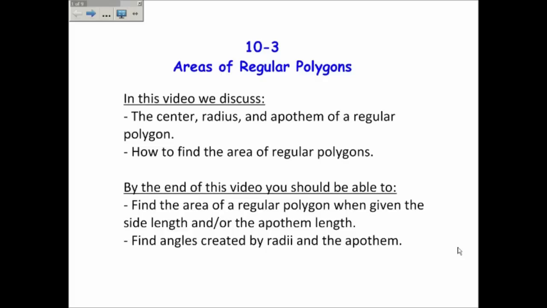All right, in this video, we're discussing section 10-3 on the areas of regular polygons. We'll discuss the center, radius, and apothem of a regular polygon, what those are, and also specifically how to find the area of any regular polygon. By the end of this video, you should be able to find the area of any regular polygon when you're given the side length and/or the length of the apothem, and to find angles created by radii and the apothem.